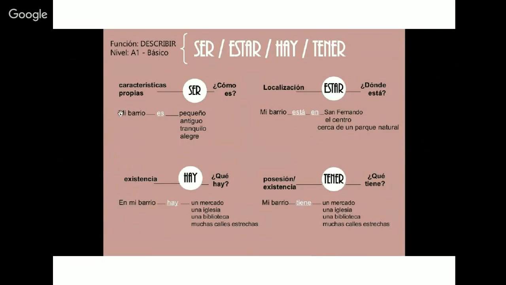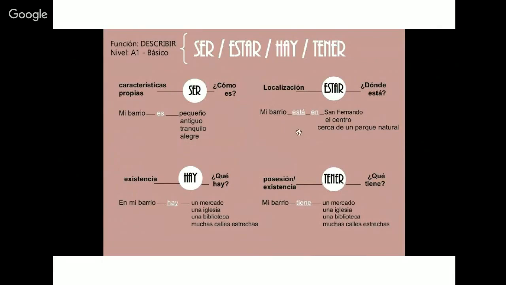Okay, so here we have some examples. Ser, ¿cómo es? What is it like? Mi barrio es pequeño. Mi barrio es antiguo. Mi barrio es tranquilo. Mi barrio es alegre. And this means my neighborhood is small. My neighborhood is old. My neighborhood is quiet. Or my neighborhood is happy.